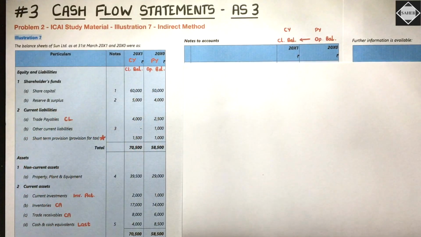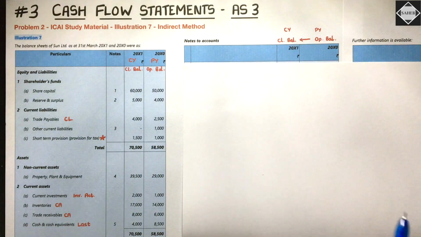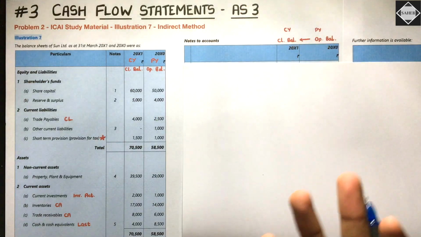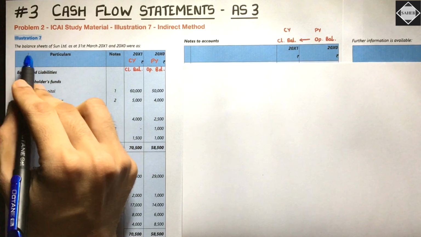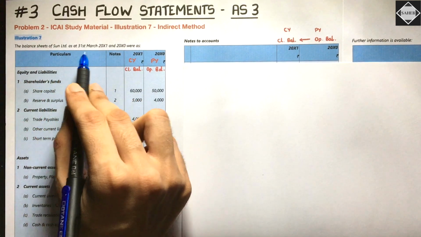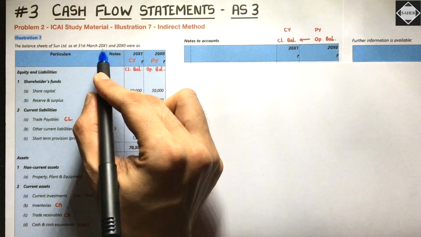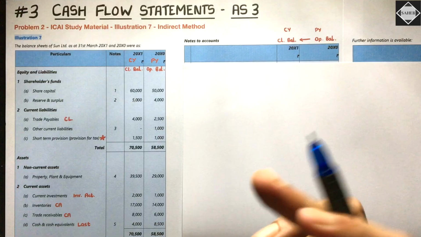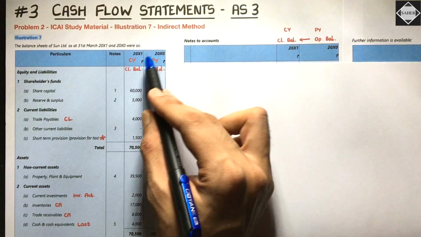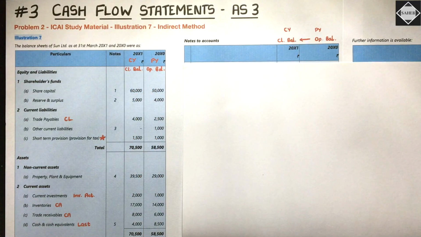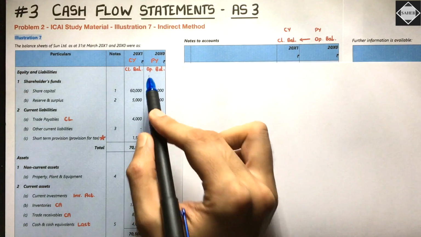Now let's read this question and understand what has been said here. What kind of method do we have to apply, what ledger accounts we have to open, what adjustments are there. How to read the question is very important. The balance sheet of Sun Limited as at 31st March 2021 and 2020, where 20x1 we can read as 2021 and 20x0 as 2020. So 2021 is our current year and 2020 is our previous year. This will be our opening balance and this will be our closing balance, because the previous year's closing balance becomes the opening balance of the current year.